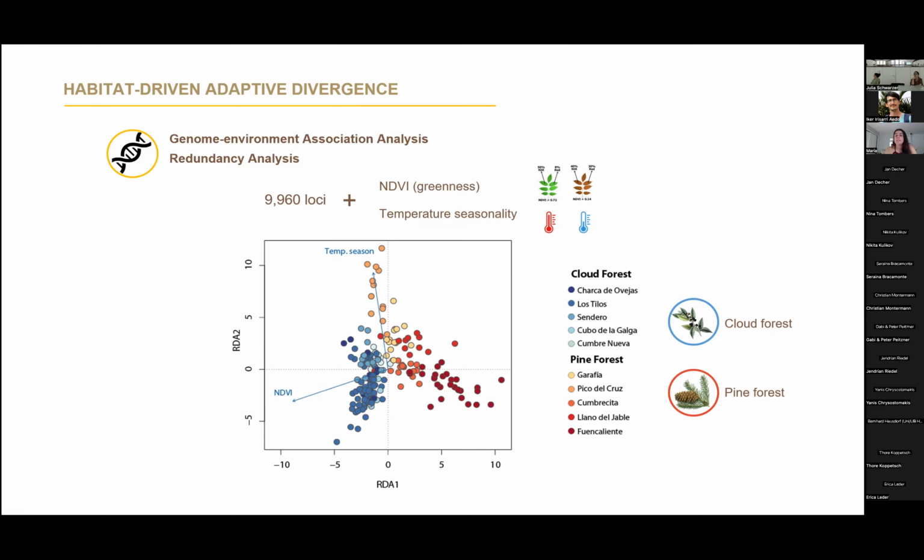So this pattern is interesting because, first, we are able to detect this evidence of local adaptation at a really small spatial scale and using a very small fraction of the genome. And also, this suggests that there might be something going on besides adaptation to habitat at a very small local scale. So we are trying to study this pattern in more detail.